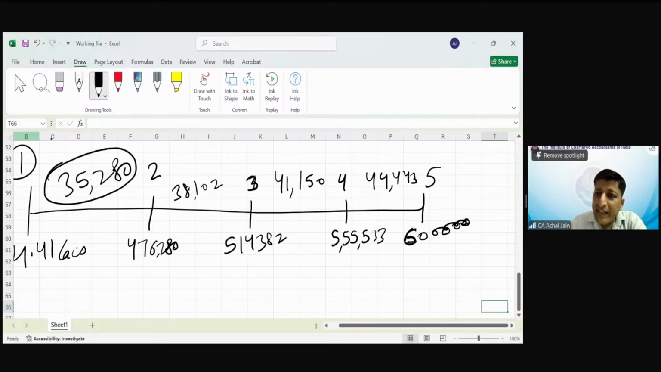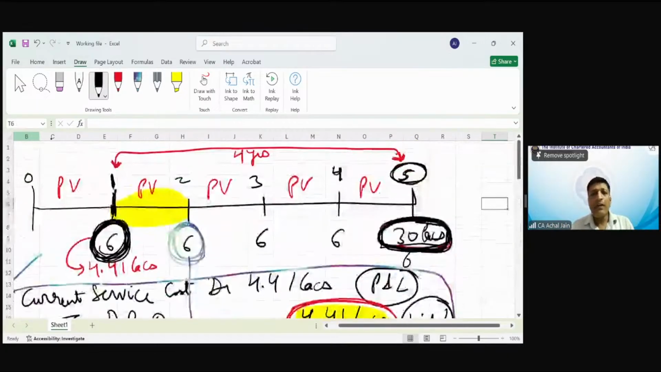So after how many years did you reach 6 lakhs? 4 years. Correct? Now let's go back to our discussion. So how many years will you take to reach 6 lakhs? 4 years. Understood? Yes, sir.